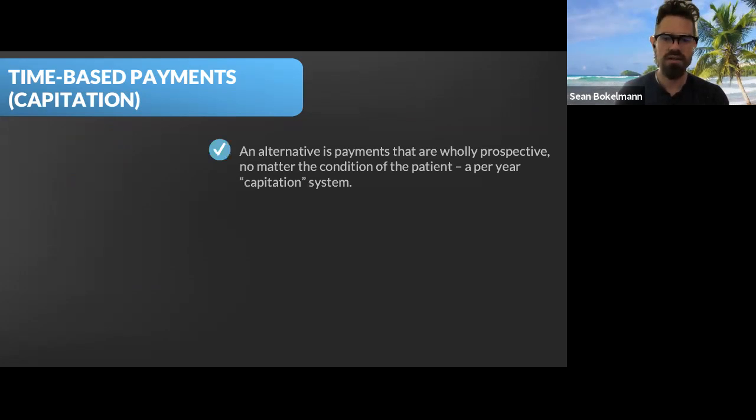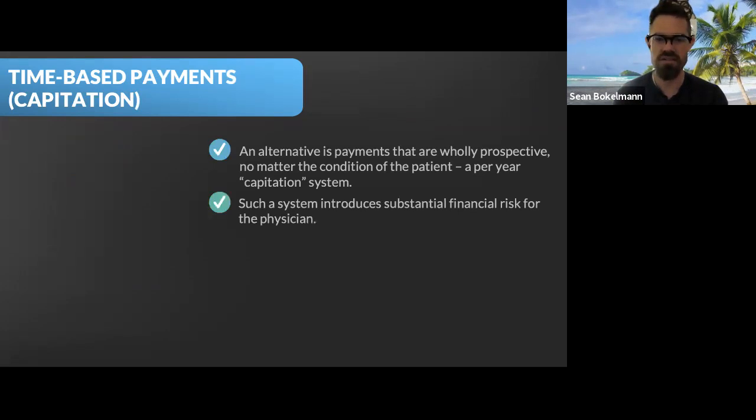So there might be some alternatives to DRGs, right? One of those is time-based payments, also known as capitation, which we've talked about before, right? So this is a payment on a per-year capitation system, right? And it doesn't matter; it's regardless of the condition of the patient. So while this might be an alternative, it does introduce substantial financial risk for the physician.